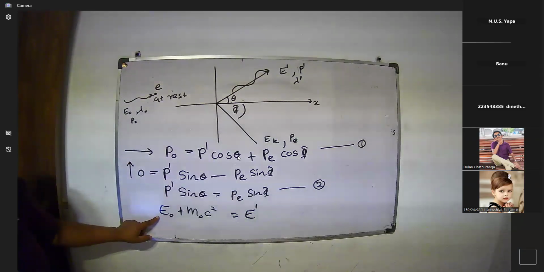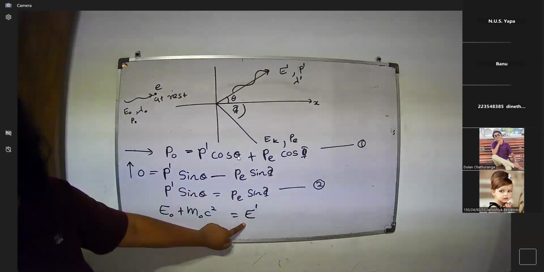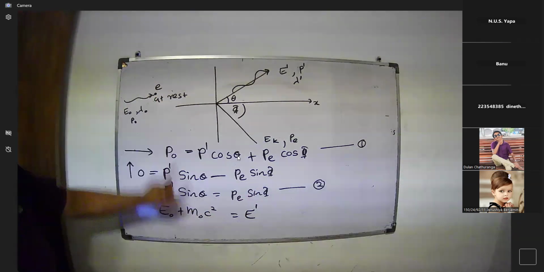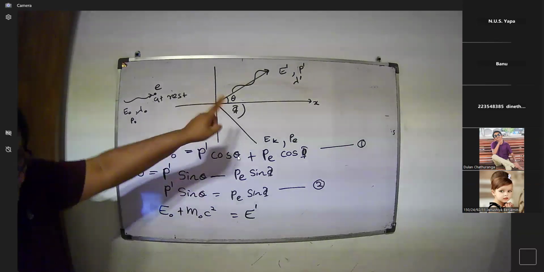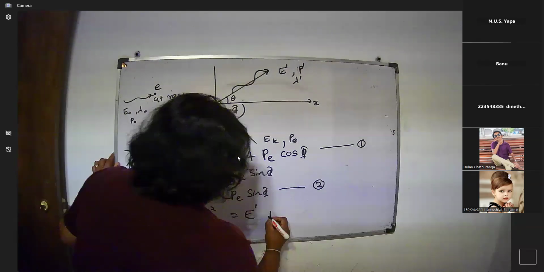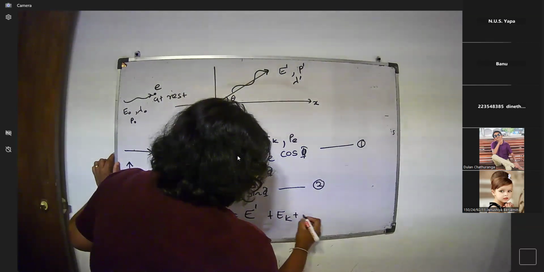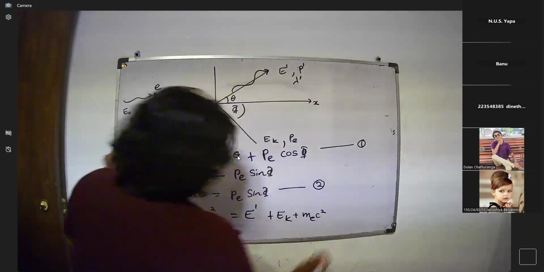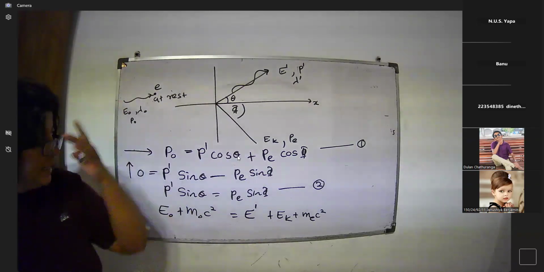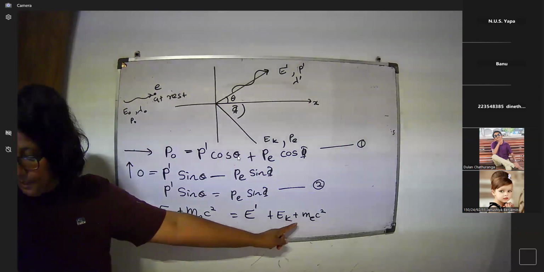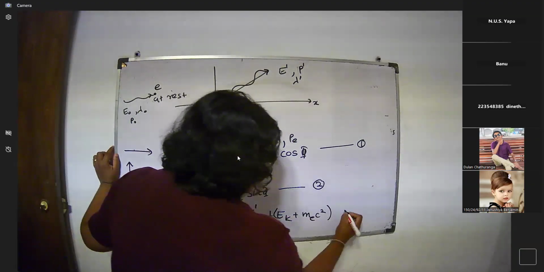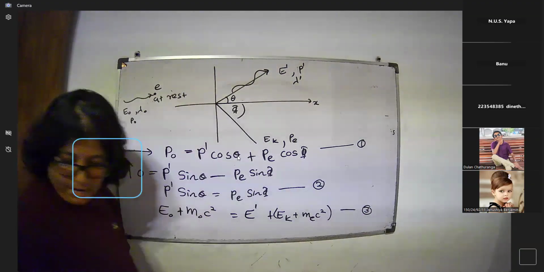This energy is hc over lambda, right? And E dash is also hc over lambda dash. These are photons. And the electron at rest has rest energy. And here we can write Ek, the kinetic energy, plus m e c squared. I think you remember in the last lecture I explained the energy of electrons: Ek plus m e c squared is the energy of the electron. This is equation number 3, right?